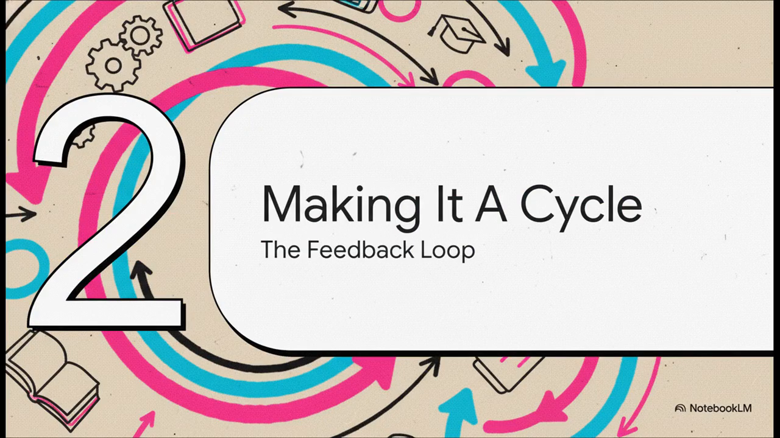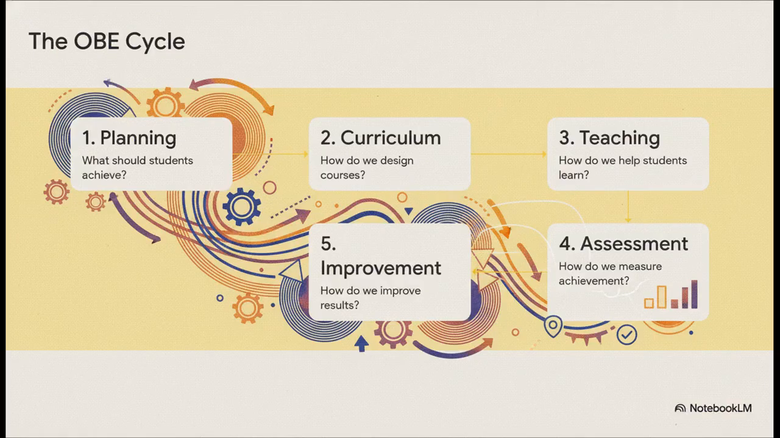And that right there leads to maybe the most important part of this whole thing. This isn't just a straight line from 1 to 5. No way. It's a loop. It's a cycle that's always in motion. See how this works?